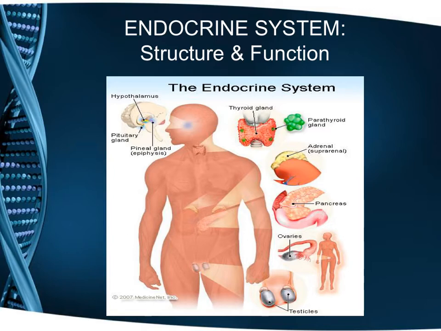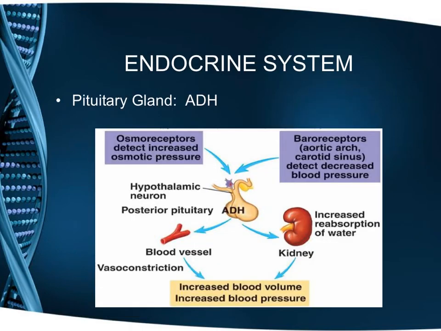Now we will talk about the structure and function of the endocrine system. The pituitary hormone that affects water balance is ADH, or antidiuretic hormone. This hormone, which affects renal reabsorption of water, is also referred to as the water-conserving hormone. Osmoreceptors and baroreceptors detect pressure changes, thus stimulating the ADH.